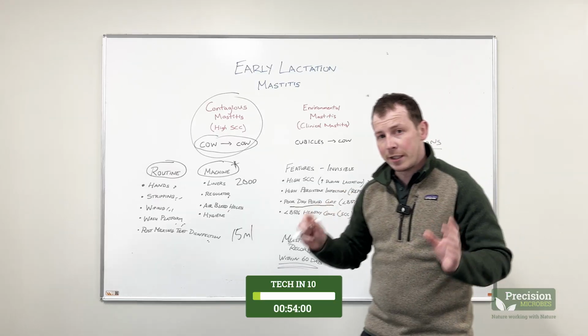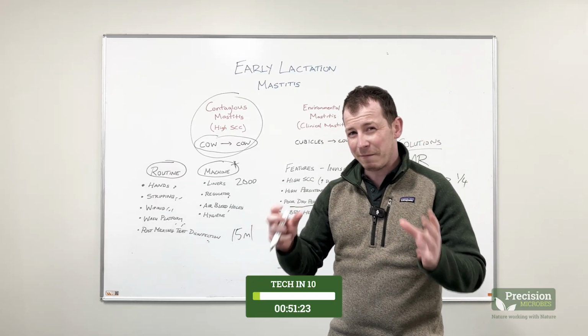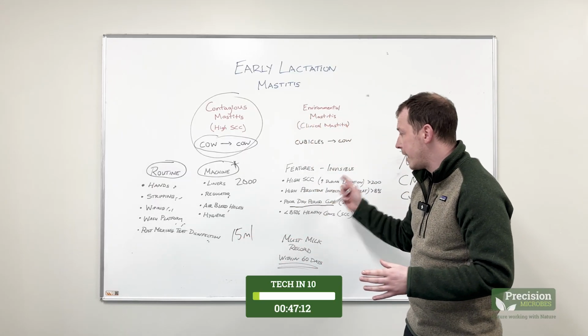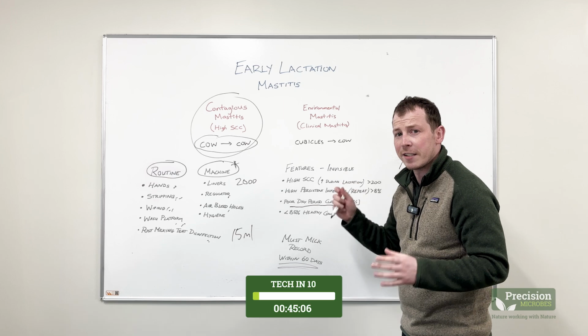But that's pretty much contagious mastitis. A few little practical actions that we can take in addressing it. It is very frustrating. High cell count is frustrating, particularly because it's invisible.